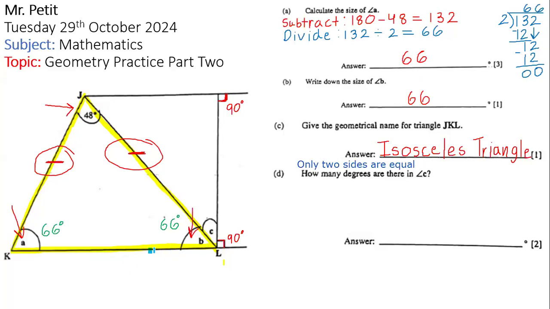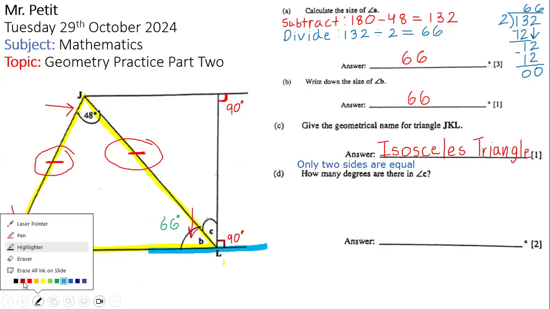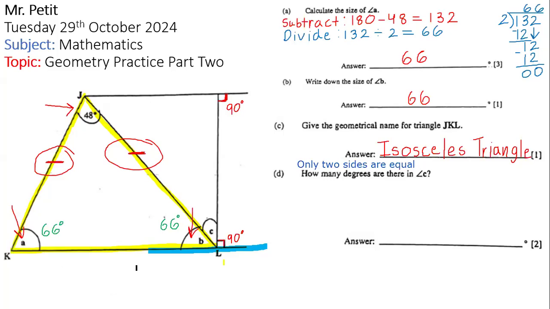Angles on a straight line. Are they on a straight line? Is B, C, and 90 on a straight line? Yes, sir. Are they at a common point? Yes, sir. So angles on a straight line at a common point add up to what? 180 degrees. Let me say it again: angles on a straight line at a common point add up to 180 degrees.